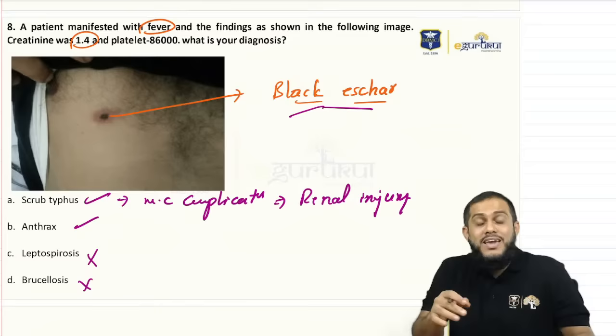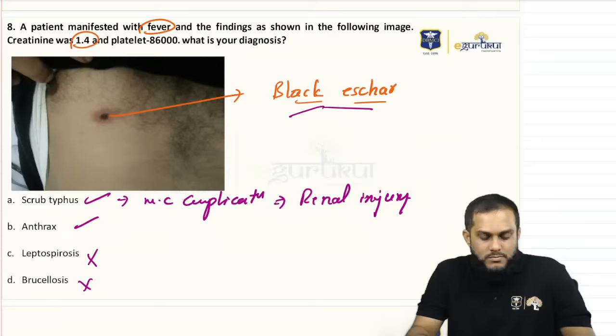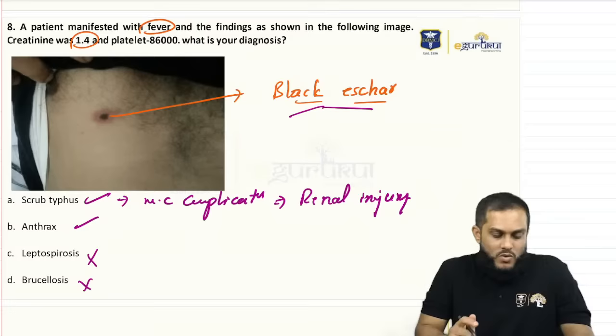So that is the most common complication. A history of farmer was there. Take the history of farmer also. Whatever it is, black eschar is seen in only two diseases. Black eschar is seen in anthrax also, but kidney injury is not seen with anthrax. Kidney injury is the most common complication of scrub typhus. That's why the answer is scrub typhus.